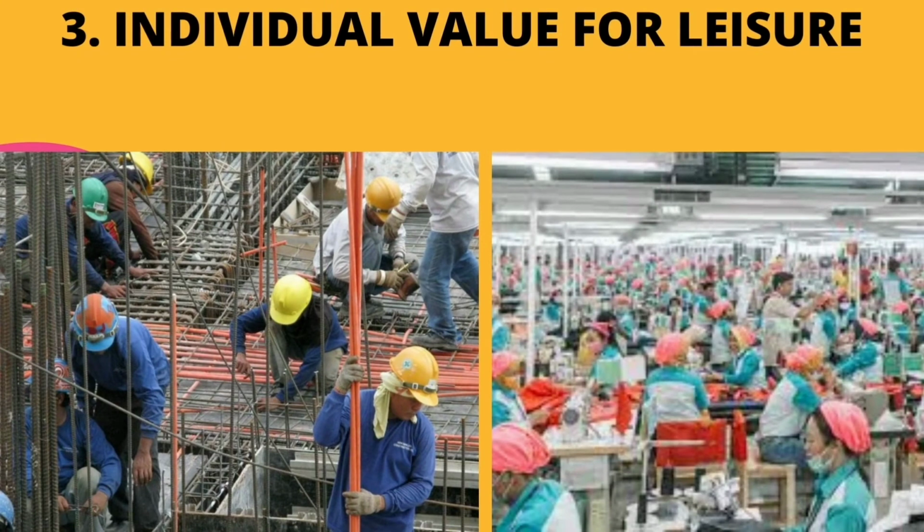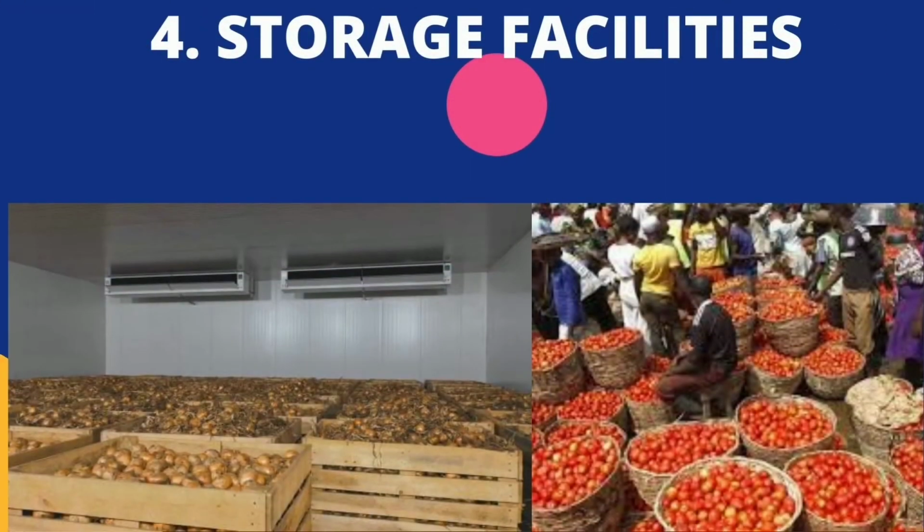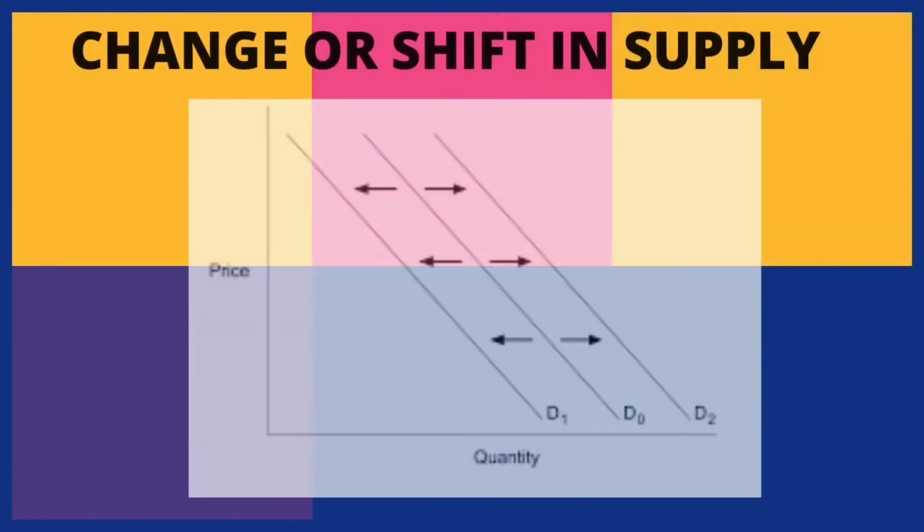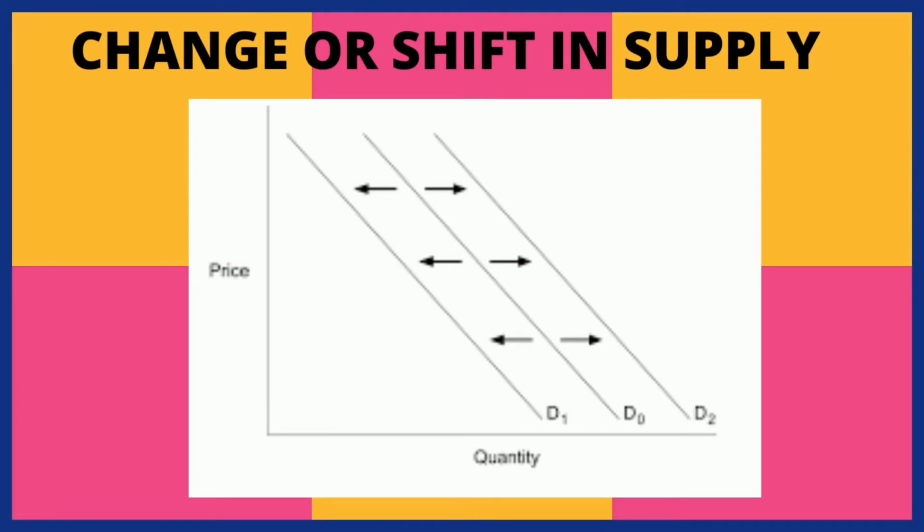3. Individual value for leisure. When the wages per hour worked is high, there is a tendency for an employee to work less hours in order to have more time for his leisure. In other words, they tend to work for shorter hours if wages are high in order to have more time. 4. Storage facilities. Inadequate storage facilities can also make producers increase supply of certain agricultural products or crops at low prices. This is to avoid the crops from being destroyed or damaged since they are perishable.